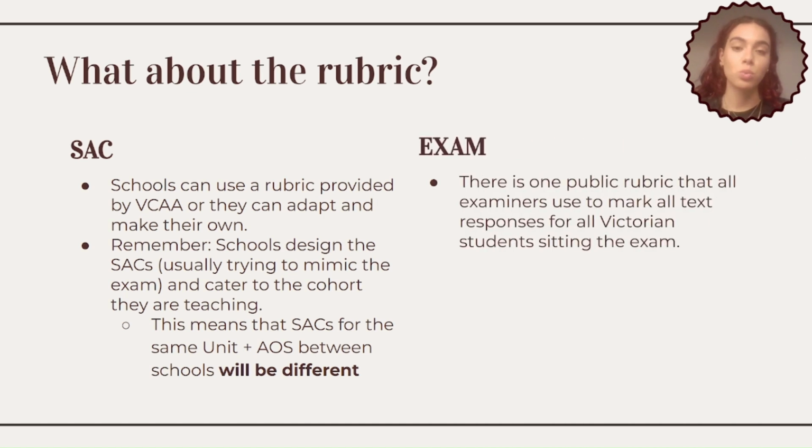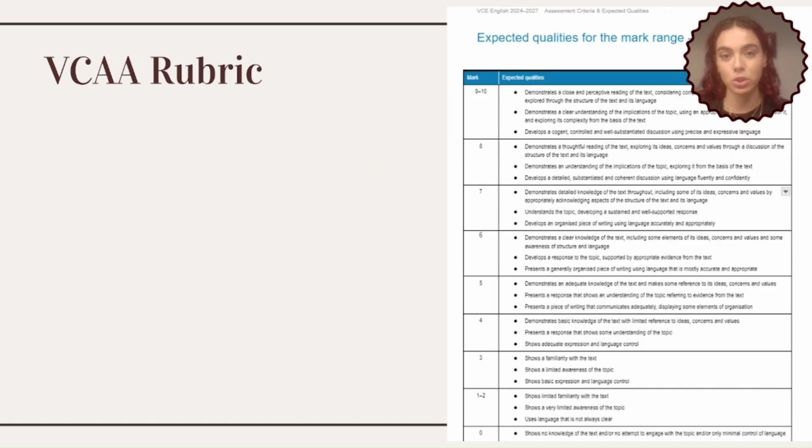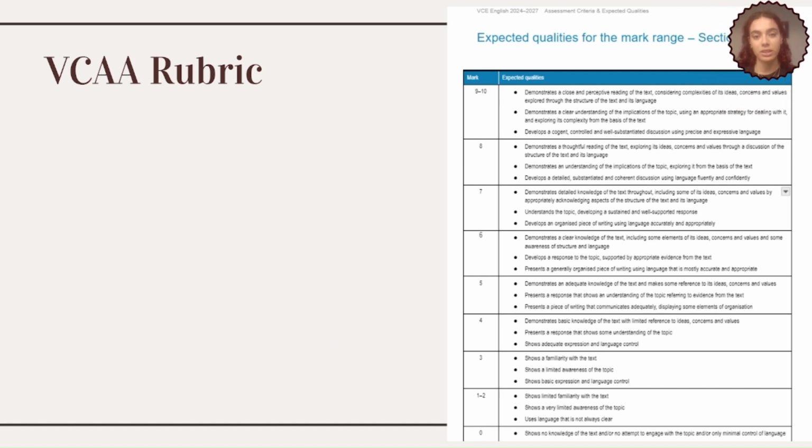Exam, however, there is one rubric that the examiners use to mark the responses for all Victorian students sitting the exam. That's roughly 40,000 of you each year. Let's go into it. It's all on the right side. I'm going to make myself just a little bit smaller. You are not expected to read this all like this right now. We are going to go through it.